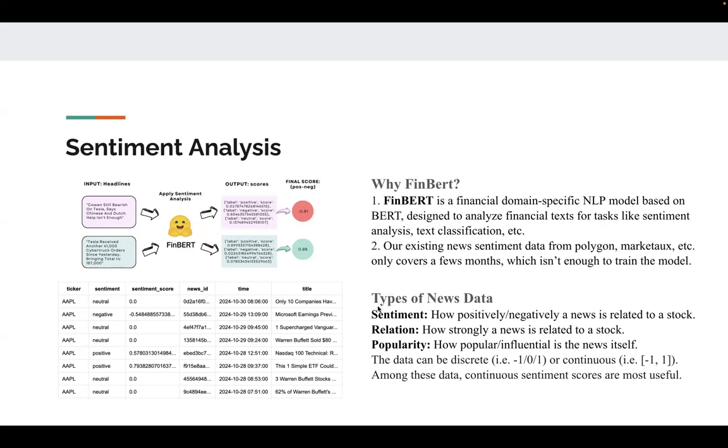And let me explain the types of news data we used. The first one is sentiment, which means the positive or negative impact of a news on a stock. The second is relation, and the third is the popularity of the news itself. Among these data, we find that the continuous sentiment scores are the most powerful to predict the price's movements.